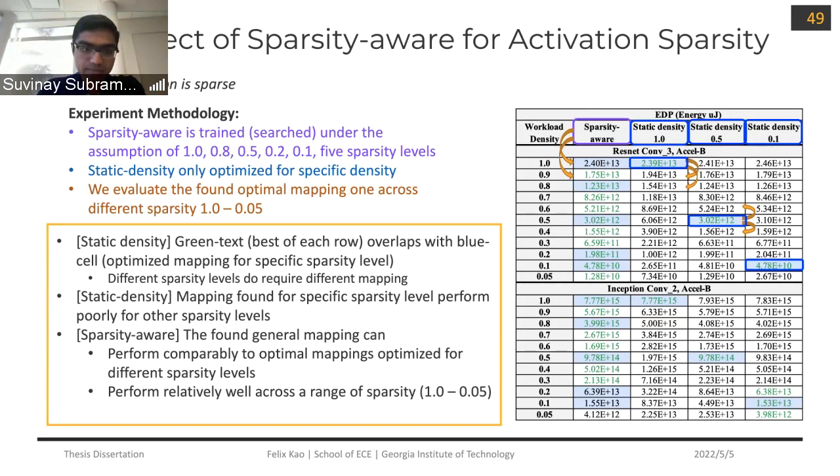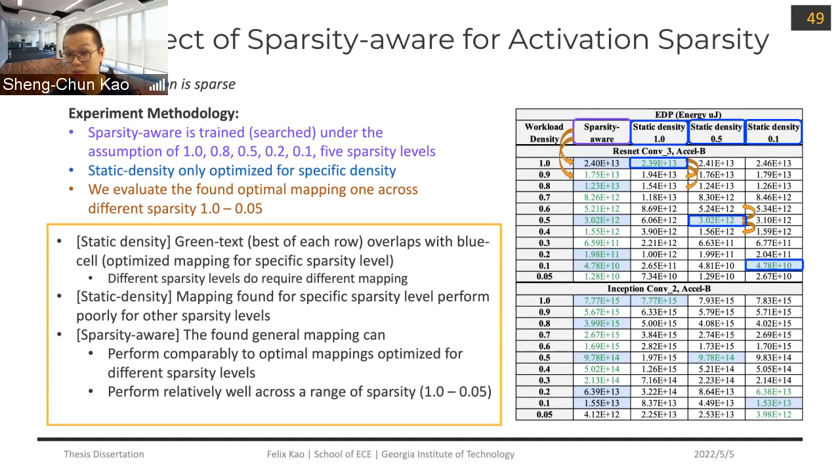Yeah, that's a good question, but I didn't take a deeper look at what the actual mappings they found for different sparsity levels were. But I think that's a very good question.